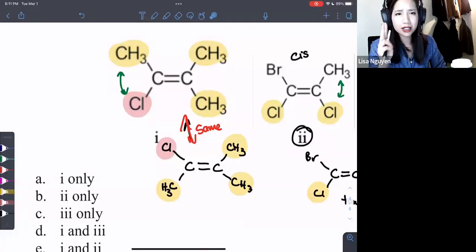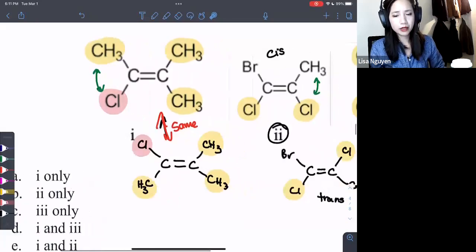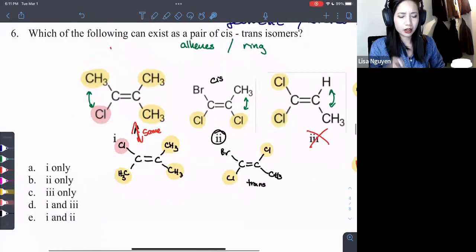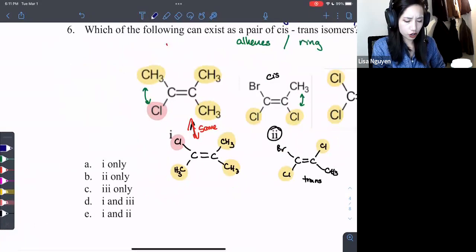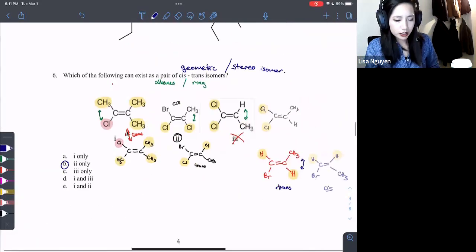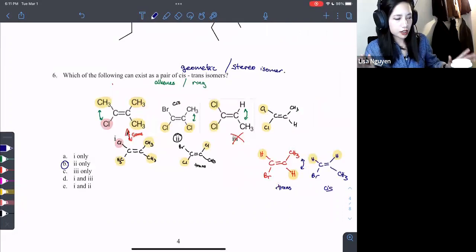Really, you need to have at least 2 groups that are the same to have cis or trans isomers, and they have to be on different carbons. So that's the big idea there. So our answer here is just 2 only. Okay, there we go. All right, so there are cis and trans isomers.